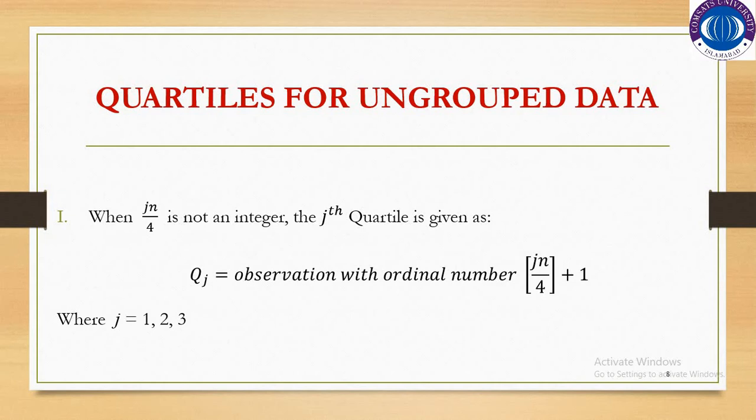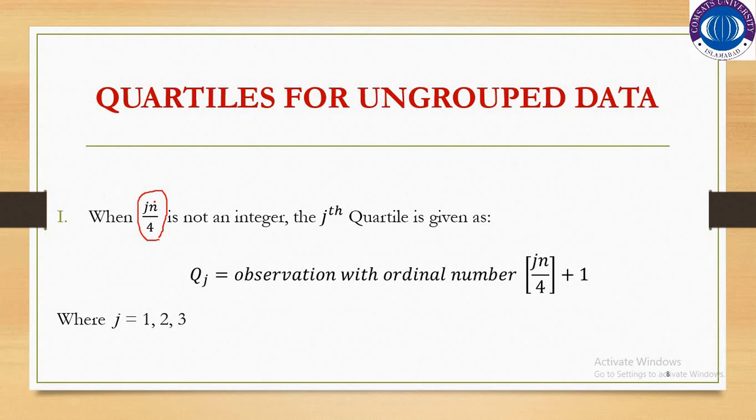So how to calculate quartiles for grouped and ungrouped data? There are two cases. The first one is if j into n by 4 is not an integer. What is an integer? An integer is basically a whole number, and this j represents the jth quartile. j is equal to 1, 2, and 3.